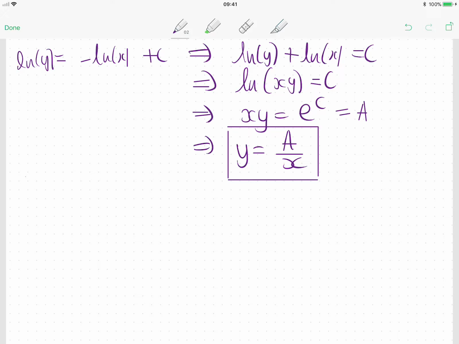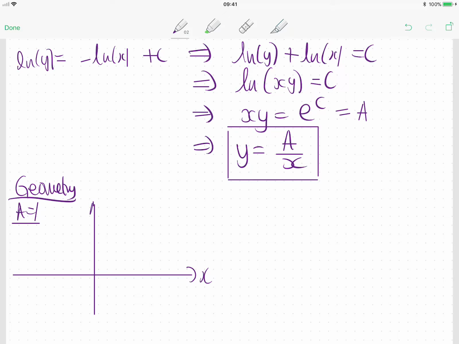Okay, what about the geometry? What do these things look like if we were to draw them? Well, if a equals 1, a simple case, we would have y equals 1 divided by x. We cannot put x equals 0 into this equation. We're going to have this kind of curve when x is bigger than 0, and this kind of curve when x is less than 0.